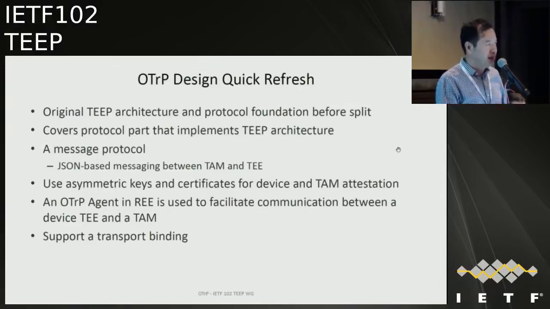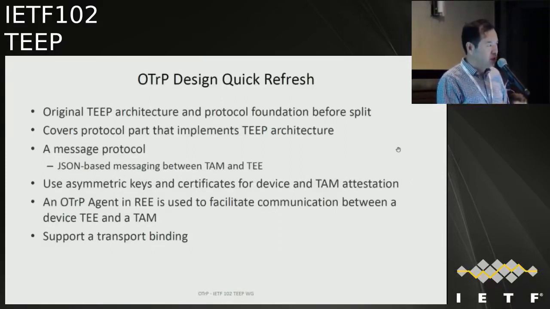So now the use cases and architecture moved to the architecture draft, and this one retains the protocol part: what the message protocol is and what the APIs are. The message protocol defines message exchange between the TEE and the TAM. TAM is a trusted application manager. We chose to use JSON-based messages for now. There were other comments expressing the desire to go to a more compressed, binary message format. One major choice was that we use asymmetric keys and certificates, which make mutual trust verification more efficient between the device and the service provider, which delegates trust through a trusted application manager, the TAM.